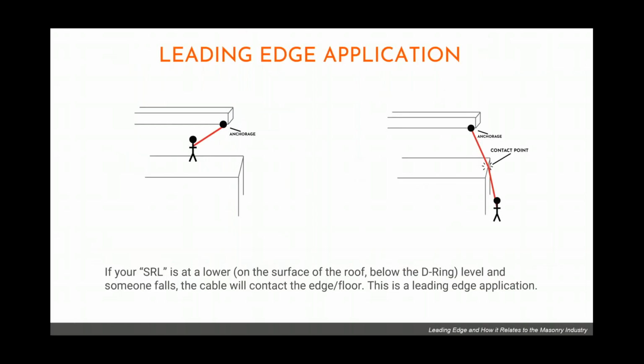Now, here's a leading edge application. Same worker, stick figure worker, same anchor, but we see that he's going to fall. Let's move over here to the right. And when the worker falls, we see that the line is coming into contact with something. It's got a contact point. All right. If your SRL is at a lower level on the surface of the roof or below the D-ring, that is really a situation where you're going to almost always have the cable come into contact with an edge or a floor. And that is precisely what a leading edge situation is.